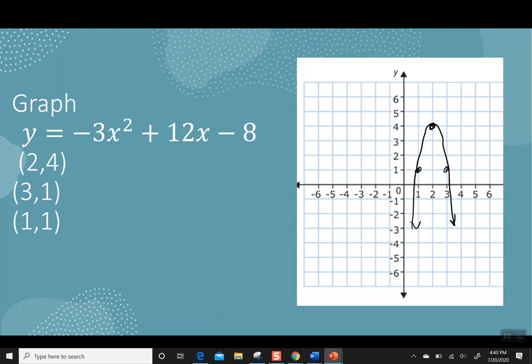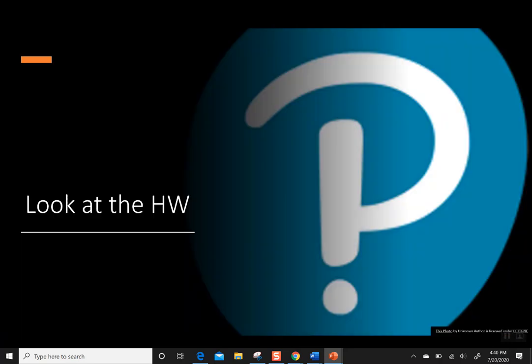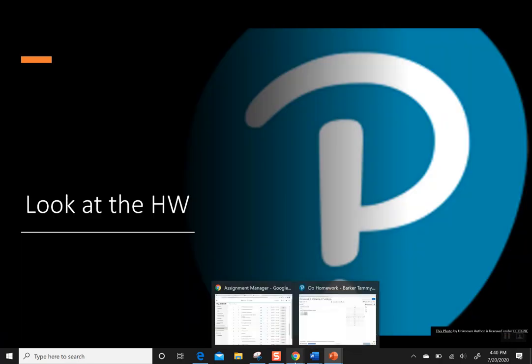A couple things we should be looking for. Was it positive or negative? That tells me whether it goes up or down. Where is the vertex? Use that negative b over 2a, and then grab 2 more points, because the homework is going to make you grab 2 more points if you're using the tool, and then we can graph. So let's jump over right now and look at that.